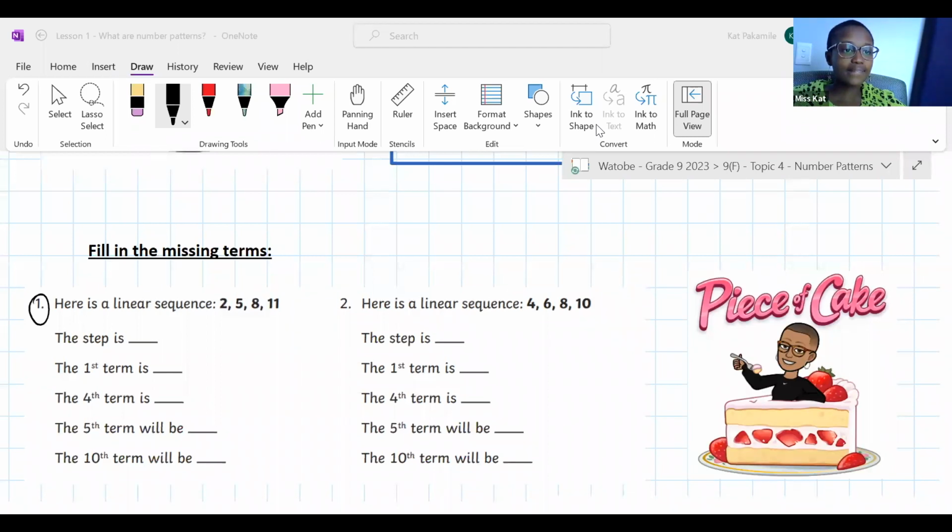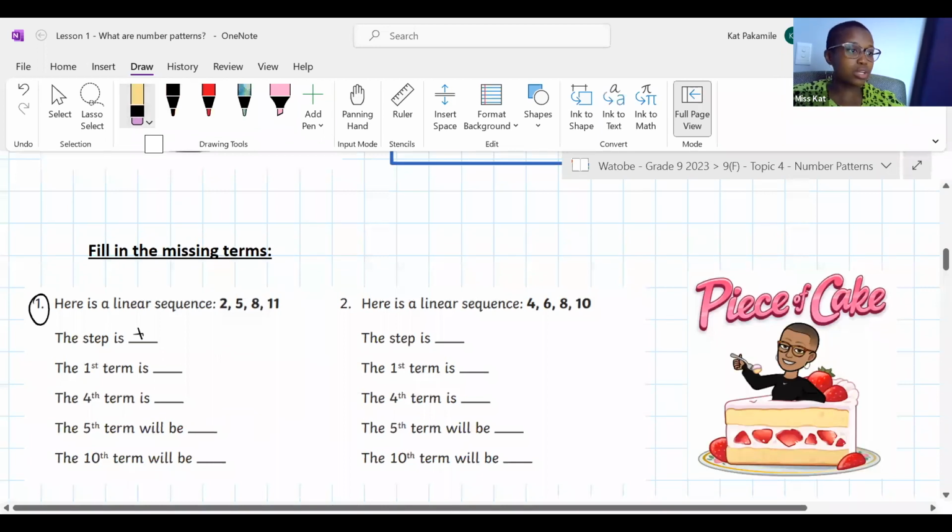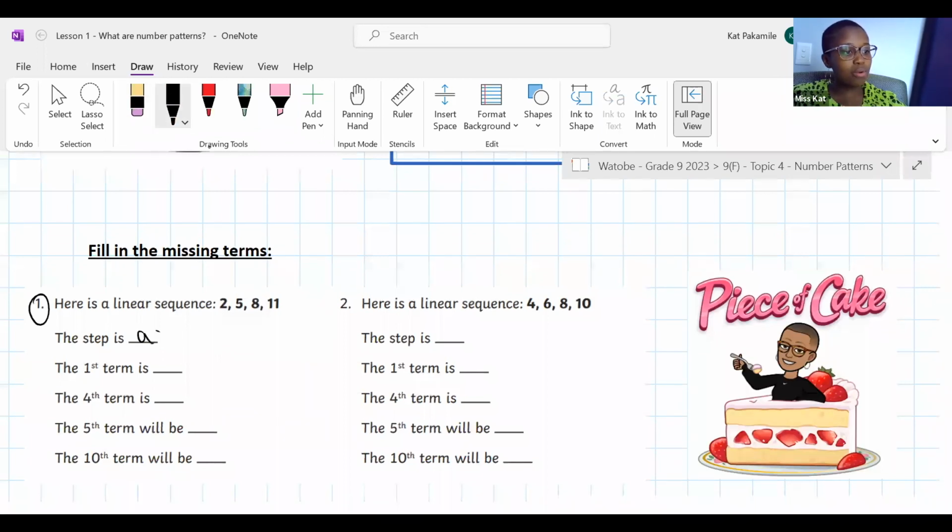Kumzile, do you have a question? Oh, my handwriting is not on point today. So we are adding 3. Number 1.